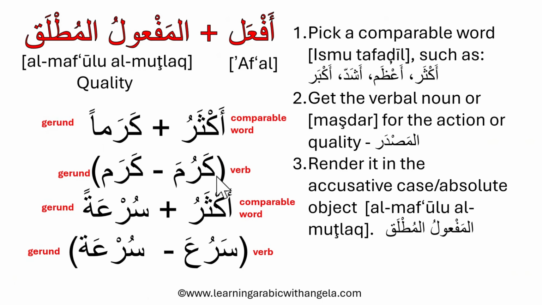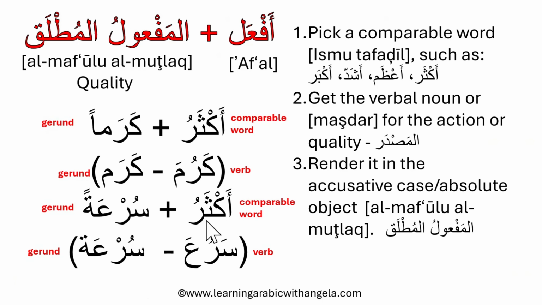Karaman is the gerund from the verb karuma. Karuma, and the gerund is karam or karaman. So أكثر كرما. I can say, for example, Ahmad is more generous. Ahmad أكثر كرما. He's more in terms of generosity. Remember, we're using the gerund, so it's literally generosity over here. Okay, and not generous, not kareem. So أكثر كرما. So you could think of it like is more or higher in terms of generosity.